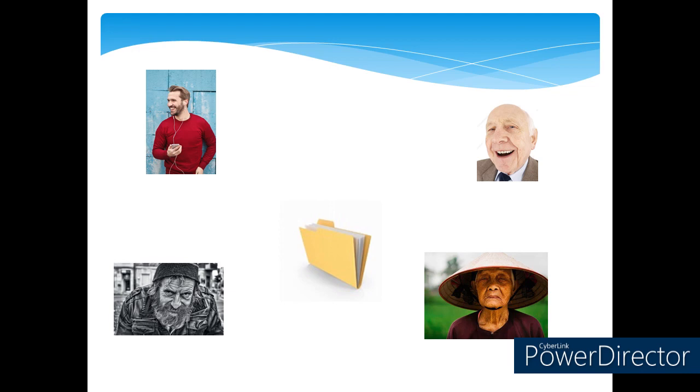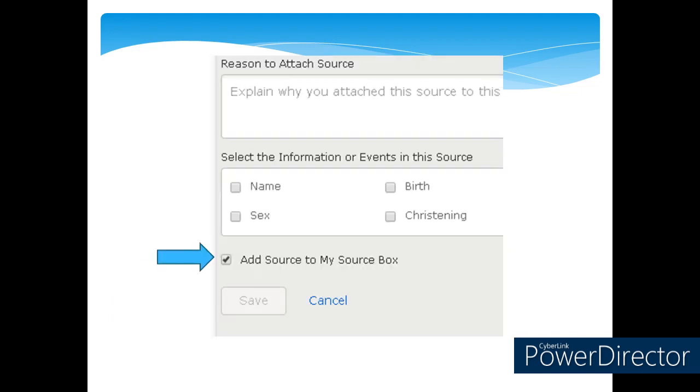Sometimes one of these created sources can provide key evidence for more than one person. When this occurs, before clicking on the Save box, be sure that the Add Source to My Source Box box is checked. If you have no plans to reutilize this source, make sure to uncheck that box. Checking the box places a copy of the source into a temporary folder unique to you called Source Box, allowing that source to be reutilized later for a different person.